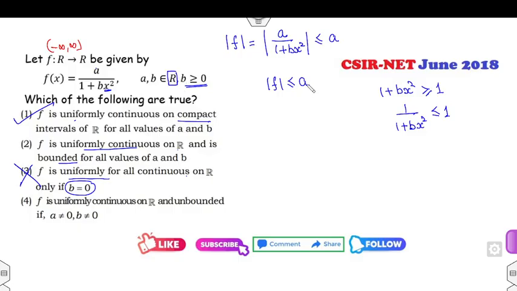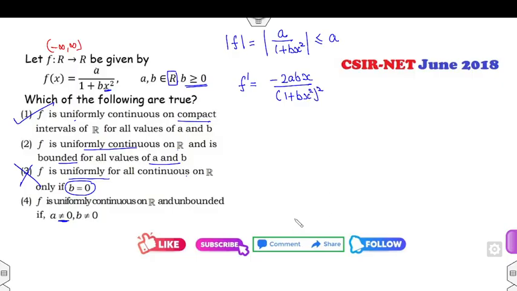But if it is infinity, what can you say about that? If a is infinity, what can you say? It's unbounded. So that means how you can prove bounded or unbounded. If a is non-zero, then a can be infinity, then it's unbounded. But it is for all values. We will see how you can check the boundedness. I will start with the derivative, minus 2abx over (1 plus bx square) whole square. Then if I prove that the maximum value is less than something, then it is uniformly continuous, then it is bounded.